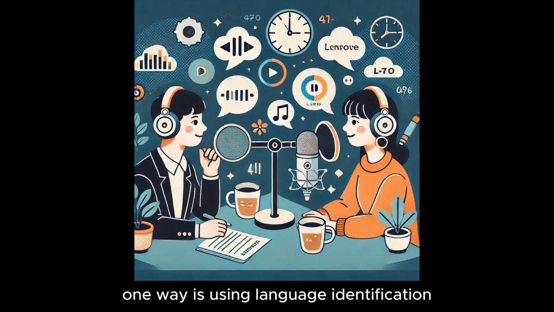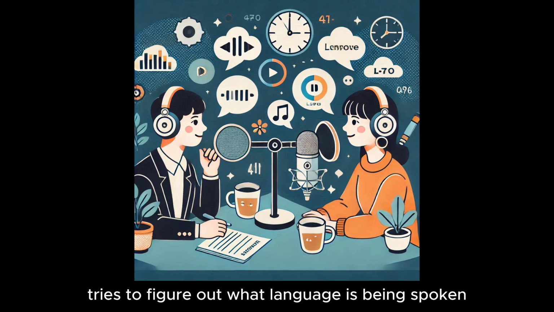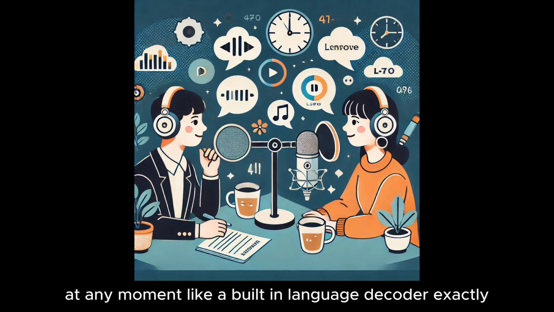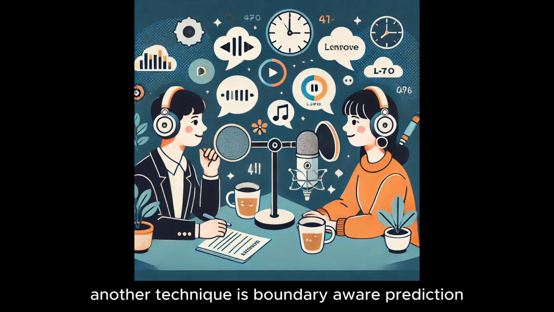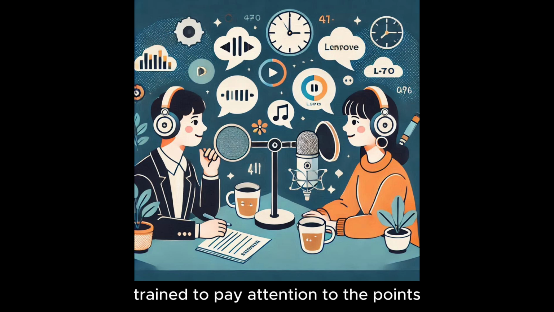One way is using language identification. The system tries to figure out what language is being spoken at any moment. Like a built-in language decoder. Exactly. Another technique is boundary-aware prediction, where the system is specifically trained to pay attention to the points where language switching happens. So it's like this system is learning to anticipate those moments of code switching.